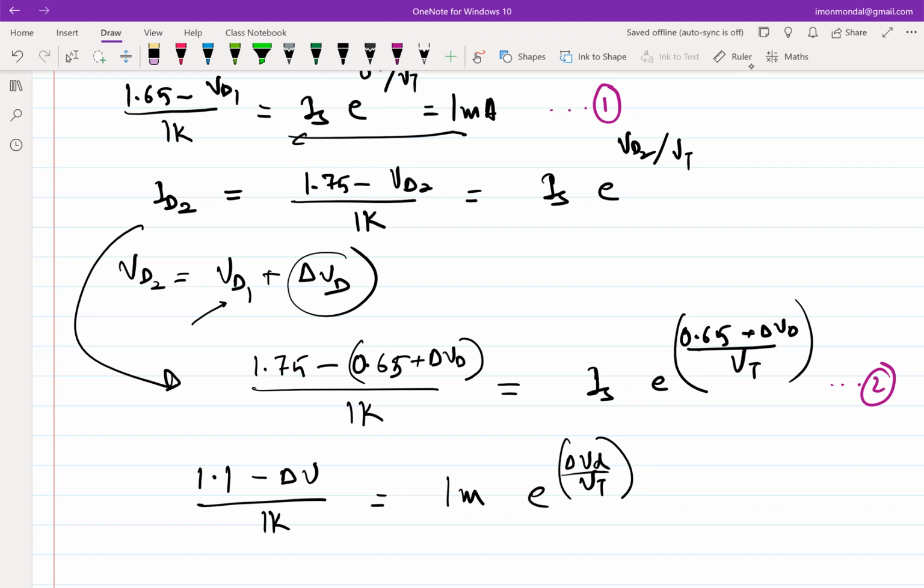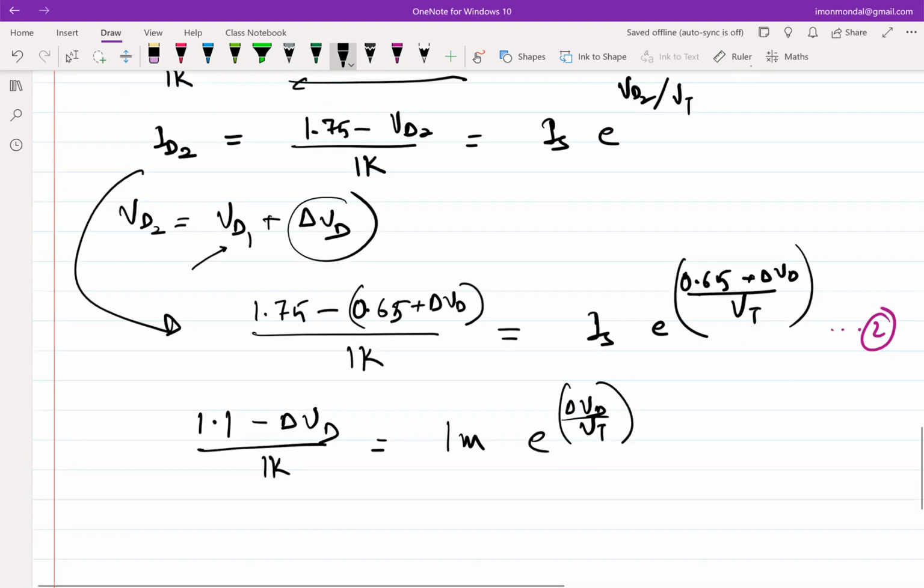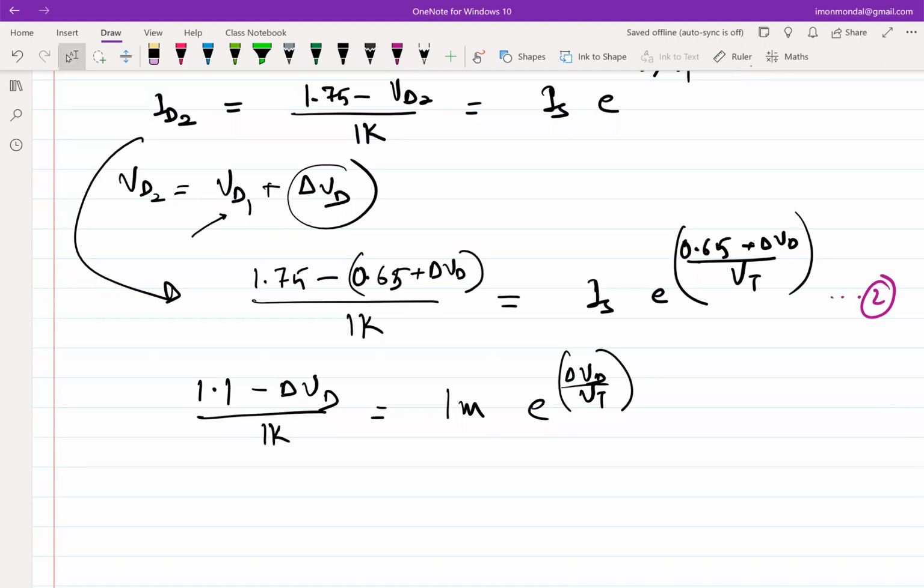Okay, this one. Right? So either we can remove the delta or write the small. I reckon the small, either way, doesn't matter. So we get this 1.19 minus delta VD is equal to e power delta VD by VT.